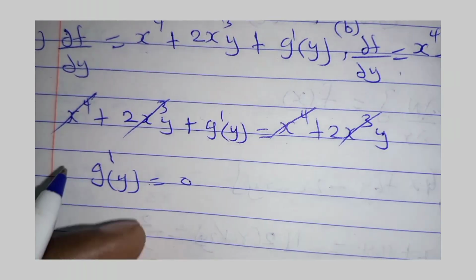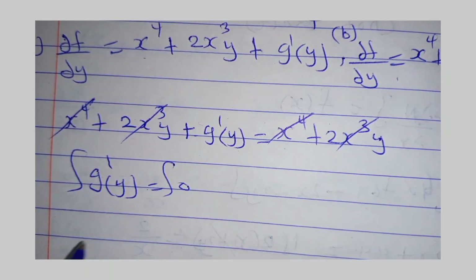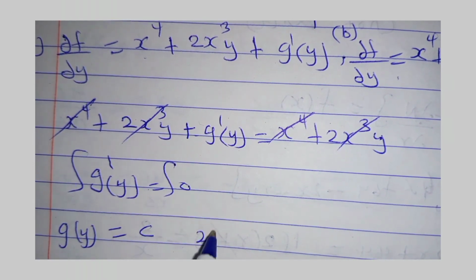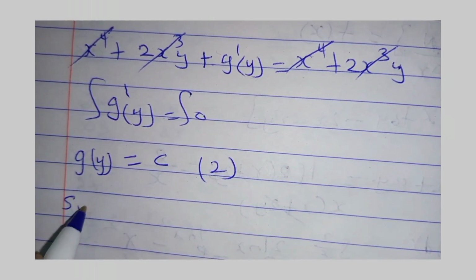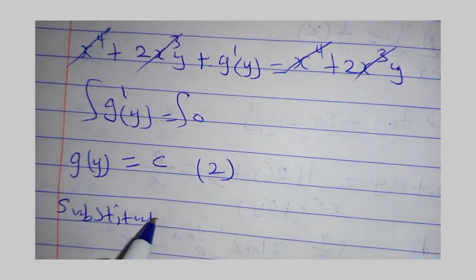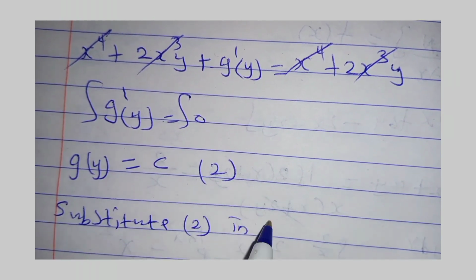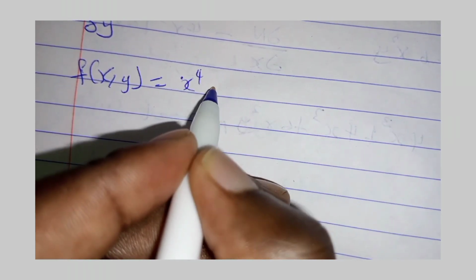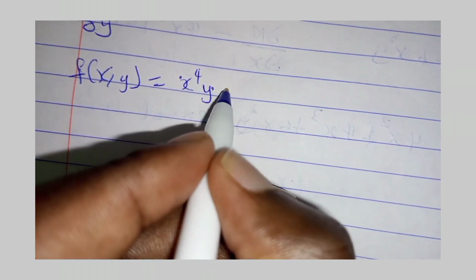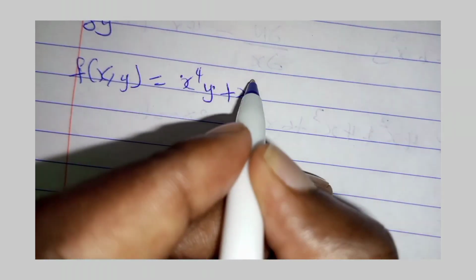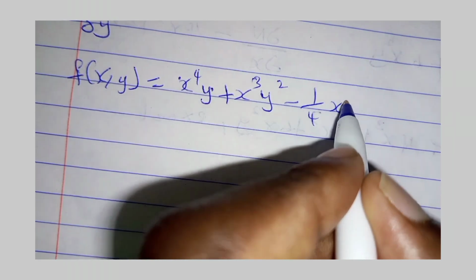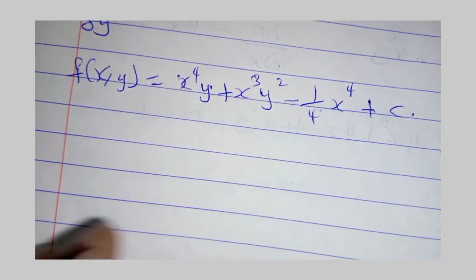Then from there, we integrate g prime of y on both sides. When you integrate, you are going to get g of y is equal to a constant c. You call this equation 2. Then you substitute 2 in 1. In equation 1, we have f of x, y is equal to x to the power 4 y plus x cubed y squared minus 1 over 4 x to the power 4 plus constant c.